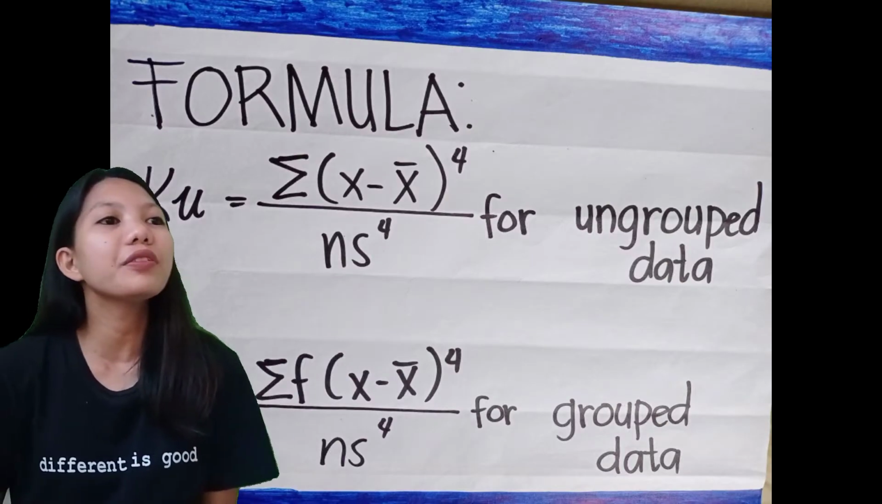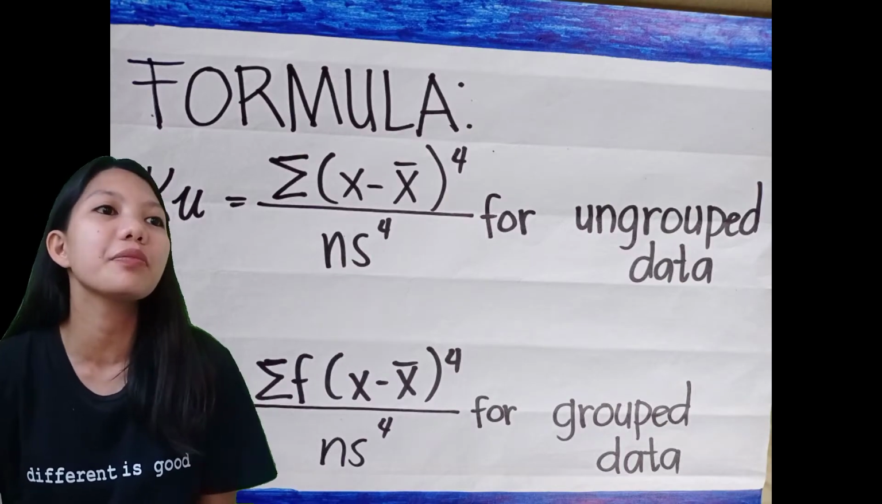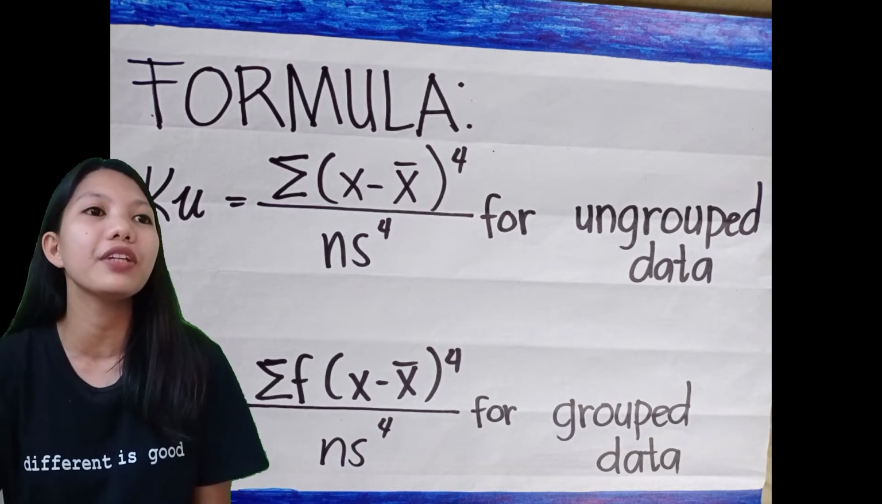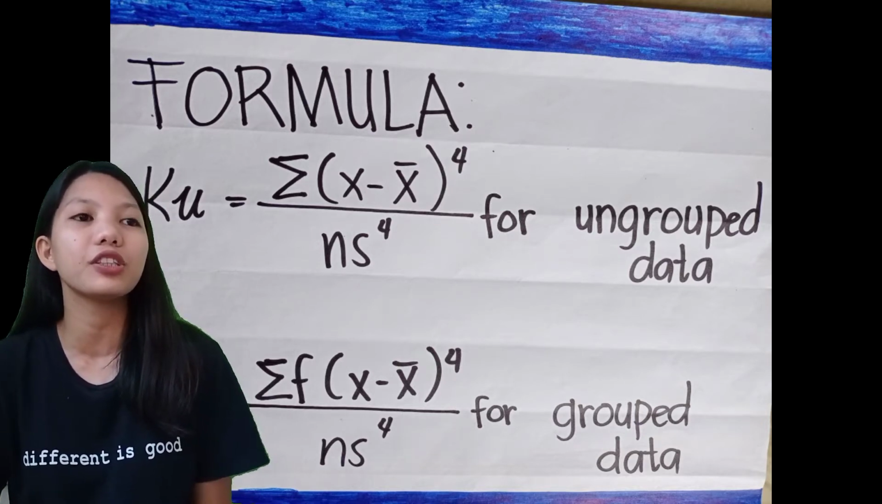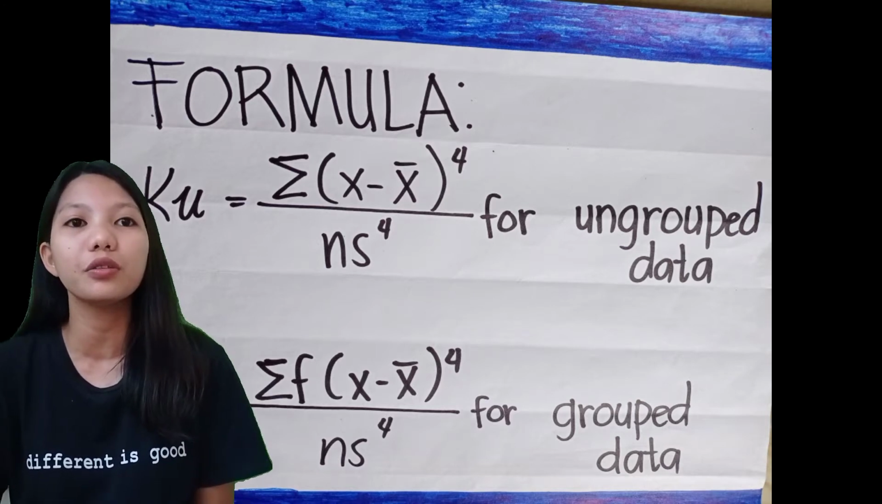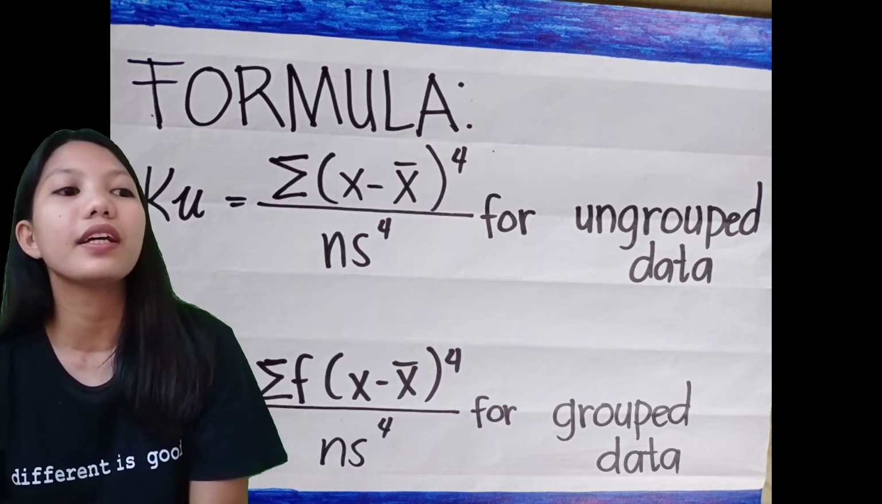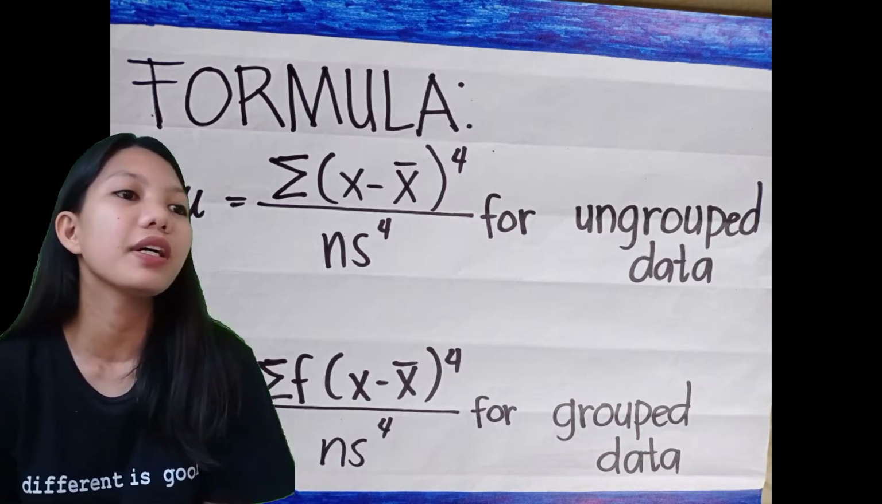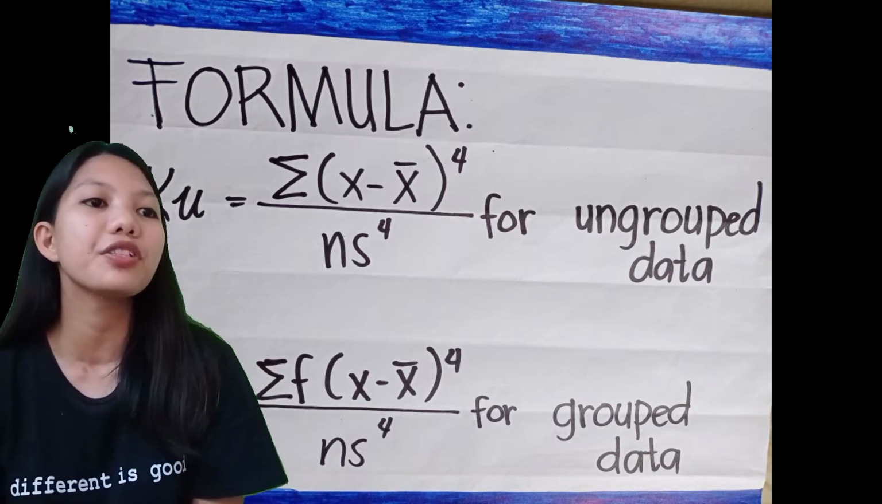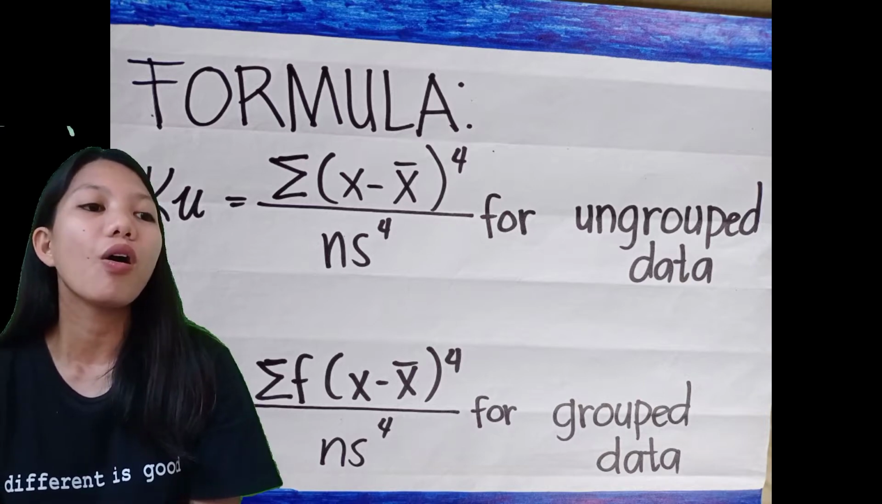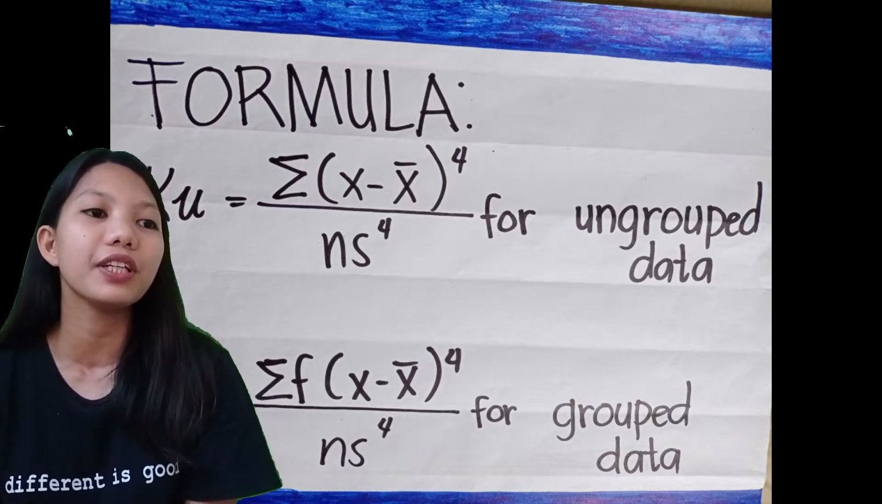And the formula of kurtosis is equal to the summation of the quantity of x minus mean to the fourth power over n times standard deviation to the fourth power for ungrouped data. For group data, kurtosis is equal to the summation of frequency times the quantity of x minus mean to the fourth power over n times standard deviation to the fourth power.